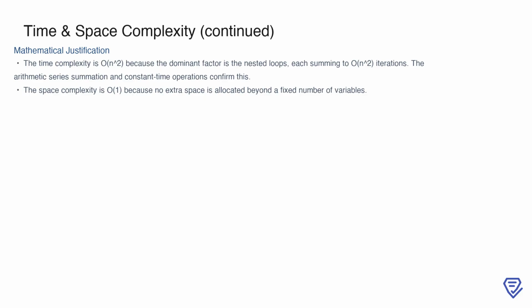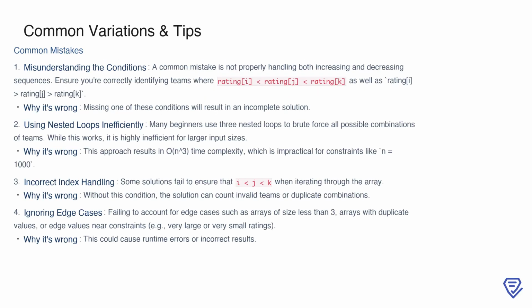This balance of O(n squared) time and O(1) space ensures the algorithm is both efficient and scalable for larger input sizes. When solving this problem, there are several common mistakes to watch out for. First, it's essential to correctly handle both increasing and decreasing sequences. This means you should identify teams where the ratings satisfy either rating[i] < rating[j] < rating[k], or rating[i] > rating[j] > rating[k]. Missing one of these conditions results in an incomplete solution and incorrect results.